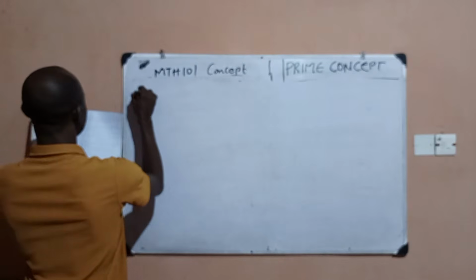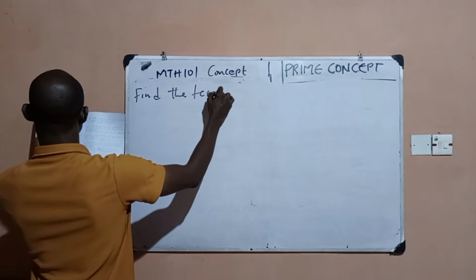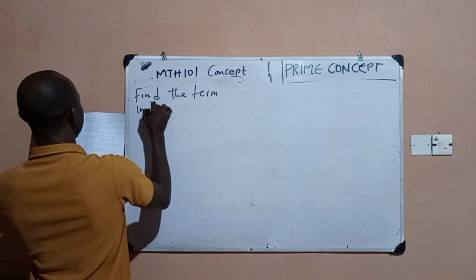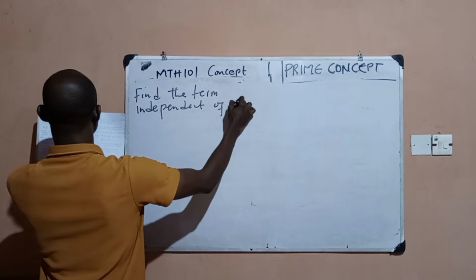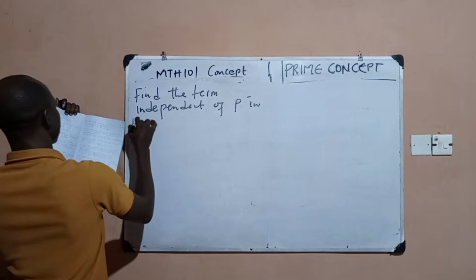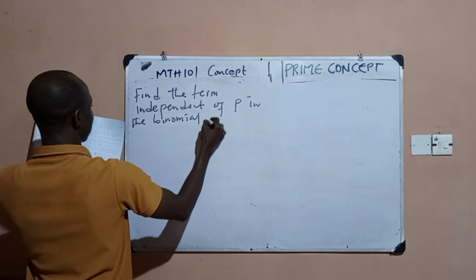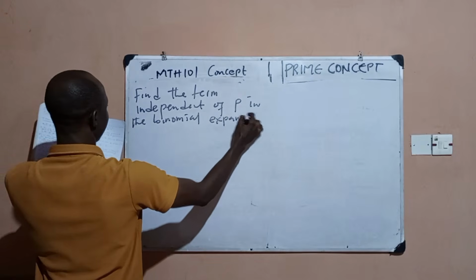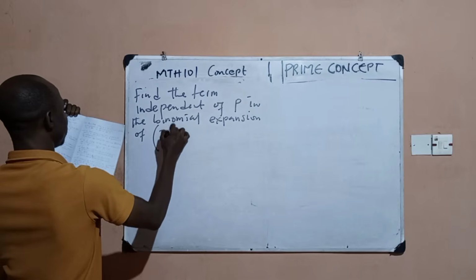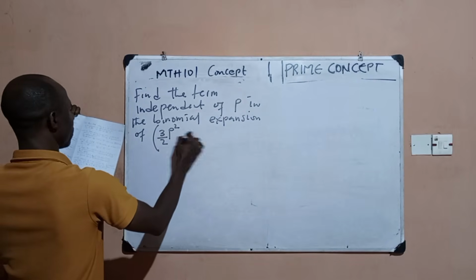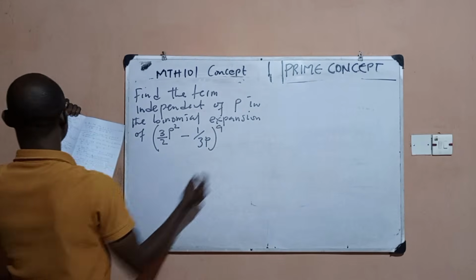So they say find the term independent of P in the binomial expansion of 3p squared over 2 minus 1 over 3p all raised to power 9.